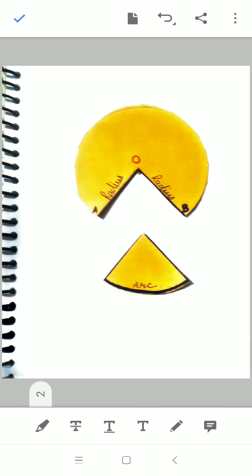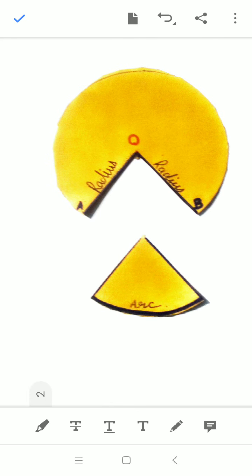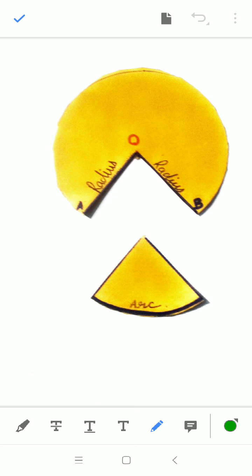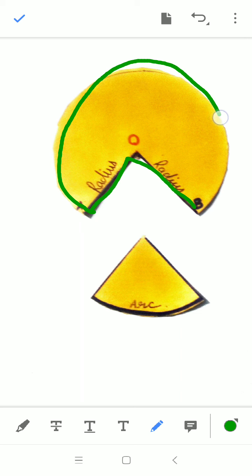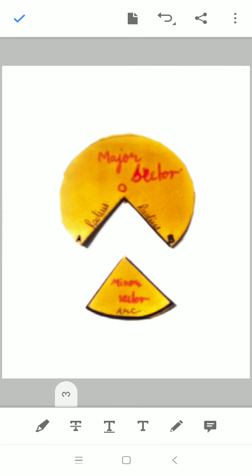Now let us see the next figure. Again you can see if I cut that part of OA and OB from there, we are again getting two radii, and this is also an arc, a bigger arc. So what is this called then? This is also called a sector only. The bigger one is called major sector and the smaller one is called minor sector.